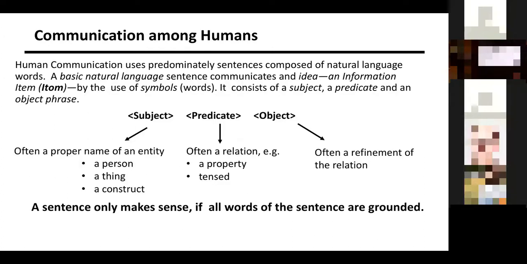And the sentence only makes sense when all three parts of the sentence are grounded, are meaningful. If one of the parts is not grounded, the sentence doesn't make sense. It doesn't carry information. So the idea carried by the sentence is called an information item, or we call it an item, as it is abbreviated up here. It's a core new term in the DRT model.